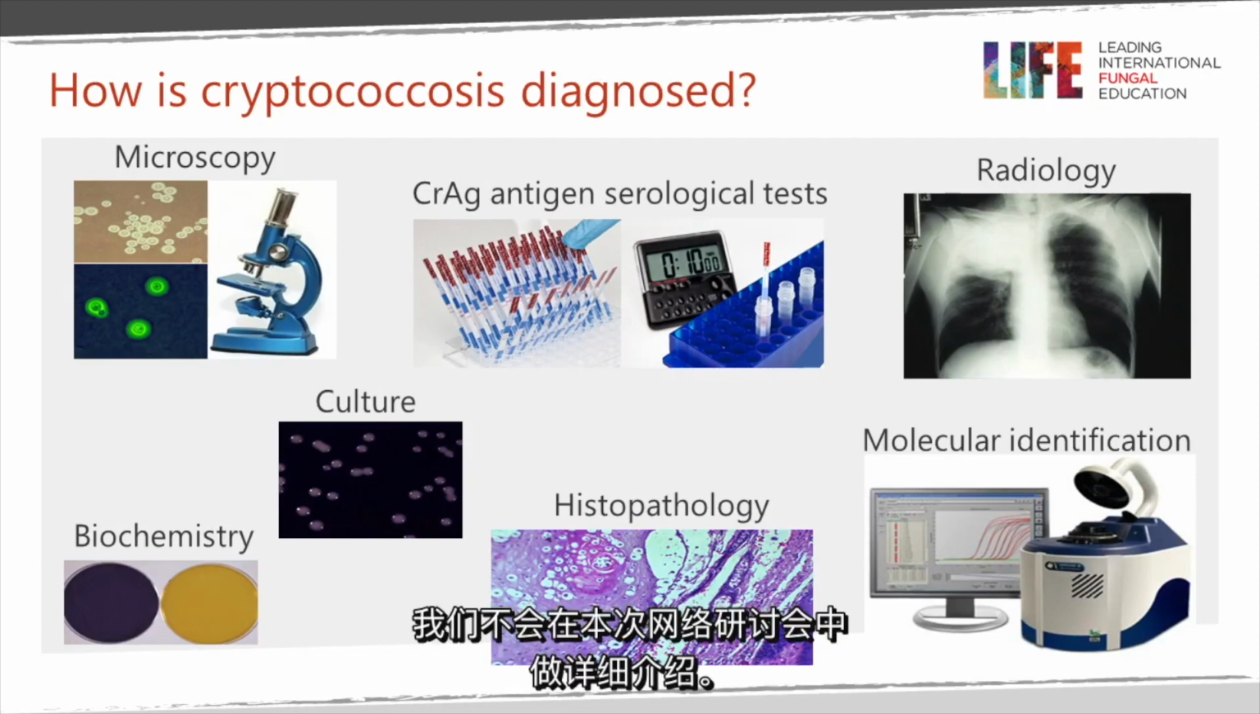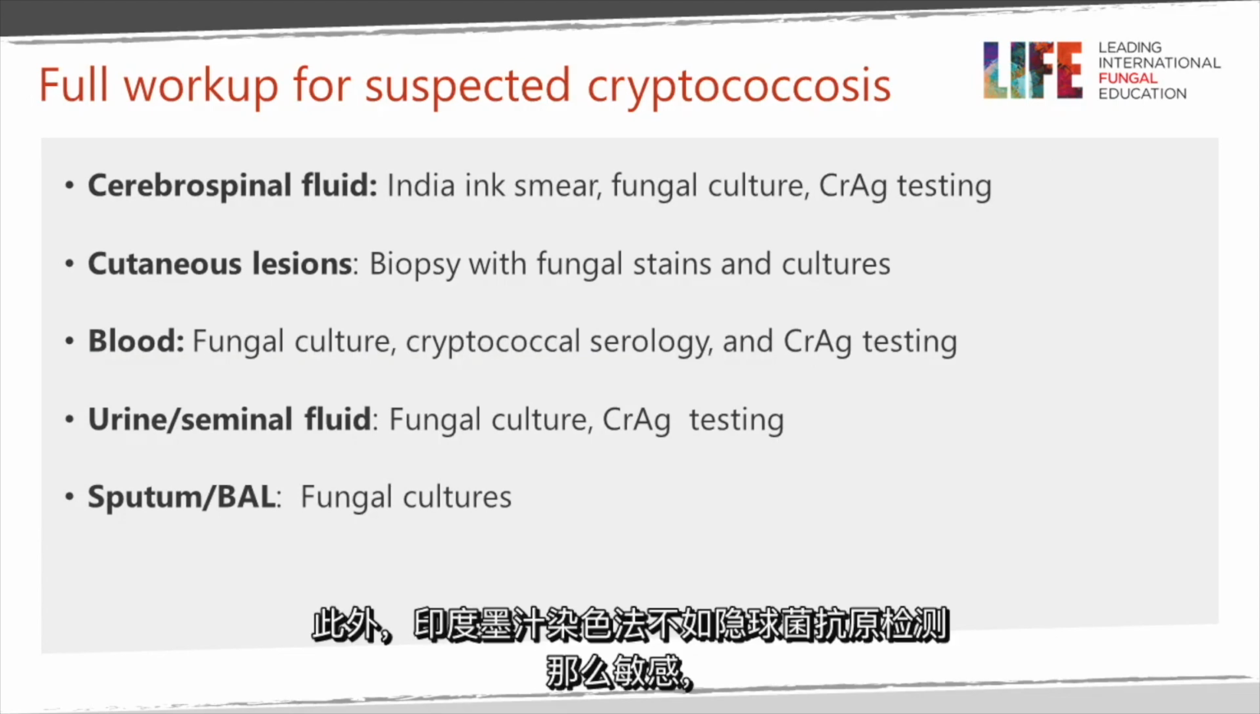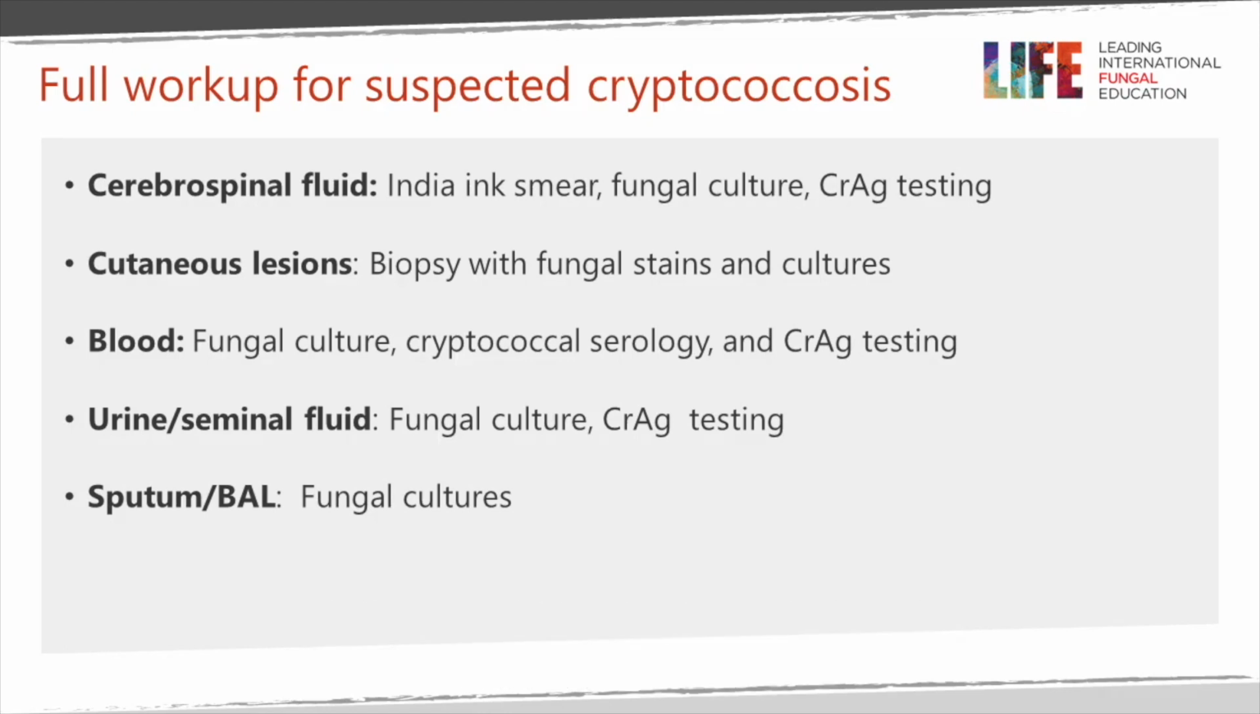So the key specimens and approaches to making a full diagnosis of cryptococcal disease and assessing which organs are affected include spinal fluid, and an India ink stain is less sensitive than a cryptococcal antigen test, but it is a helpful test because if yeast are seen, then the diagnosis is clear. Fungal culture is important, but takes some time.